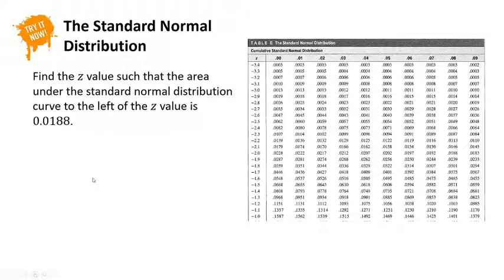All right, do this one here. Same idea. Find the z-value such that the area under the standard normal distribution curve to the left of the z-value is 0.0188. Take some time for that.